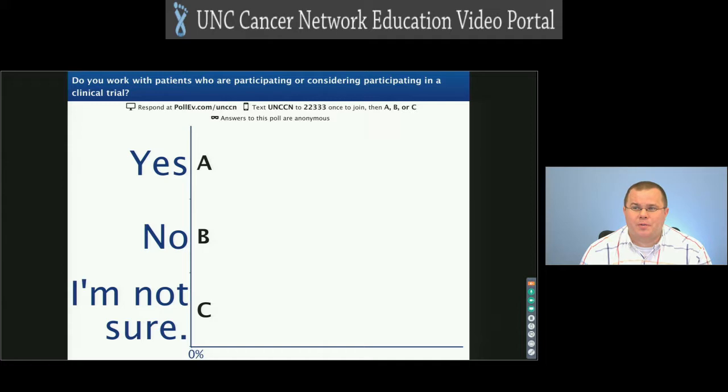Our first poll for today is, do you work with patients who are participating or considering participating in a clinical trial? So if you could let us know yes if you do by texting the letter A, no is texting the letter B, or if you're not quite sure, text in the letter C. And we'll revisit those poll results in just a second.